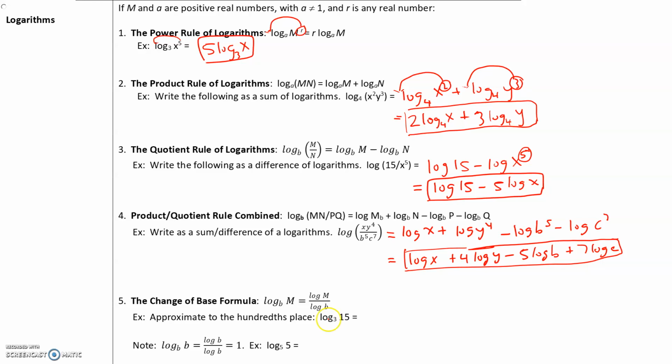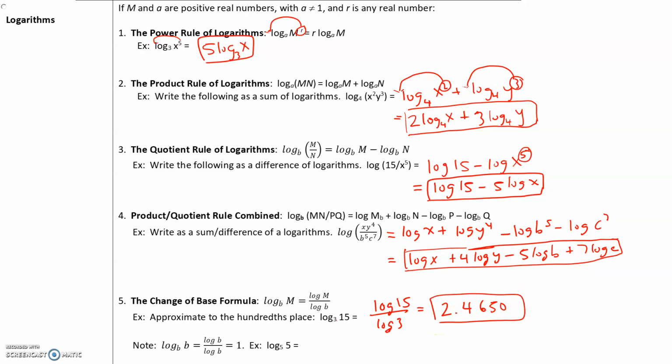So if we have log base 3 of 15, we can't just put this in a calculator because our base isn't 10. So according to the change of base formula, this equals log of 15 divided by log of 3. Now this we can put in a calculator because when we change the base, both of the bases become base 10. If you put this in a calculator, you'll get 2.4650.